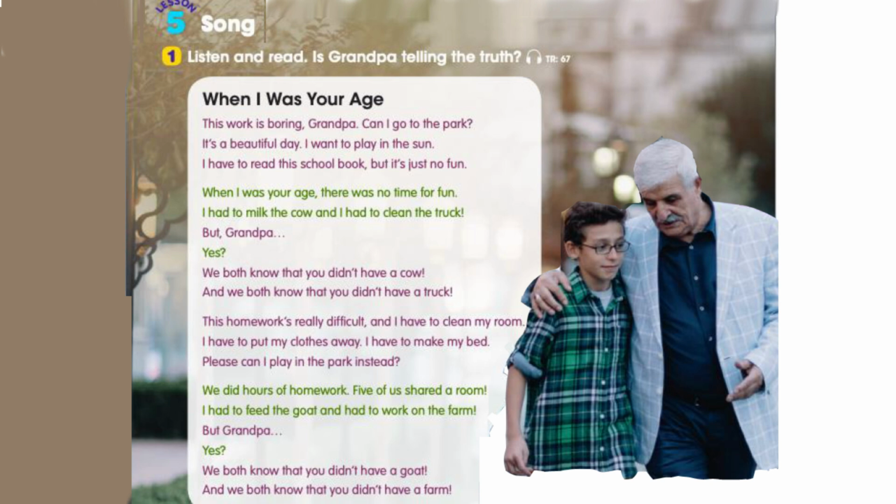This work is boring, Grandad. Can I go to the park? It's a beautiful day. I want to play in the sun. I have to read the school book, but it's just no fun. When I was your age, there was no time for fun. I had to milk the cow and I had to clean the lorry. But Grandad, yes, we both know that you didn't have a cow. And we both know that you didn't have a lorry.